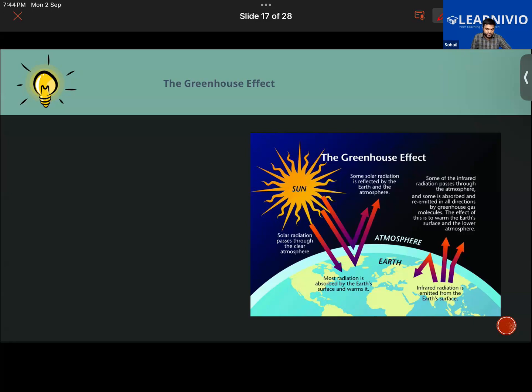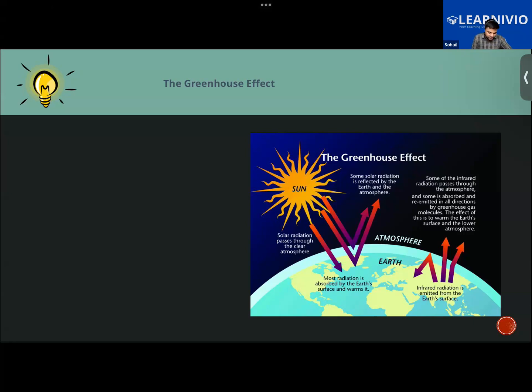So due to excess amount of carbon dioxide in the atmosphere, what is happening? Excess amount of heat is being absorbed. Because of this, the greenhouse effect has now become a serious problem for the planet Earth. So the excess of greenhouse gases will lead to absorption of more heat, and here what will happen?